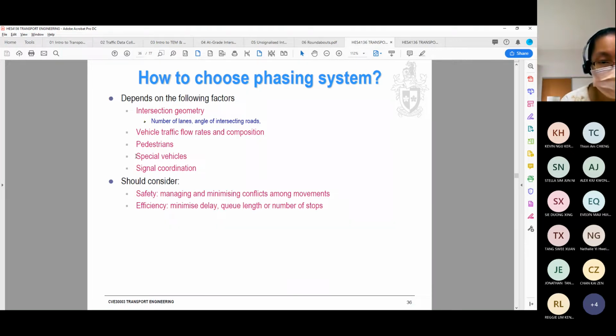Consideration also has to be given to special vehicles. Special vehicles here include bicycles, buses, trams if any, and emergency vehicles. These are all special considerations. And also whether the system is going to be coordinated or not, whether the signalized intersection is going to be coordinated with the next signalized intersection or not.